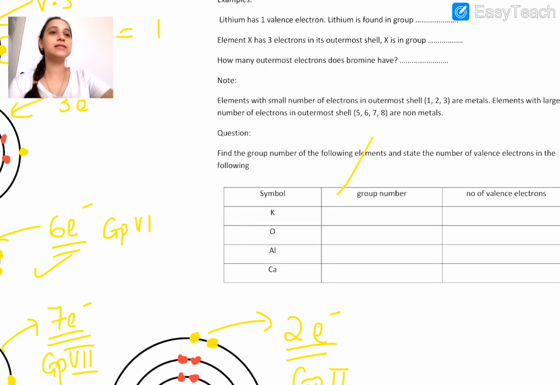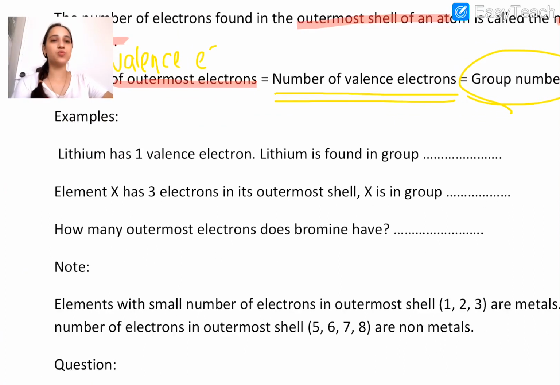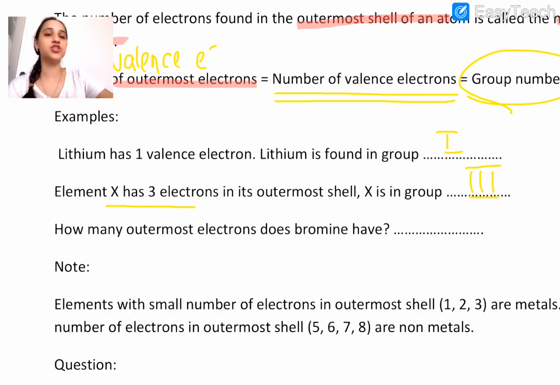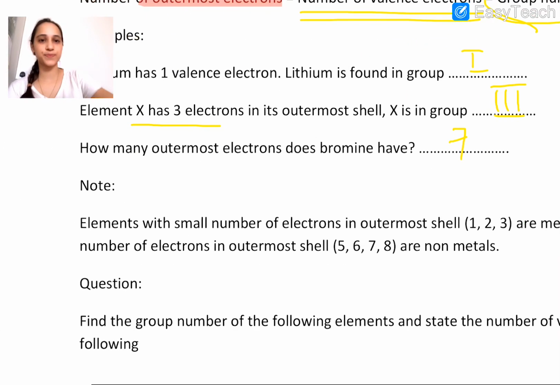So let's see these little questions. Lithium has 1 valence electron, so it is found in group 1. Element X, so we don't know what it is. It has 3 electrons in the outermost shell, so it should be in group 3. How many outermost electrons does bromine have? Let's look at bromine. Bromine here is found in group 7, so it should have 7 outermost electrons.